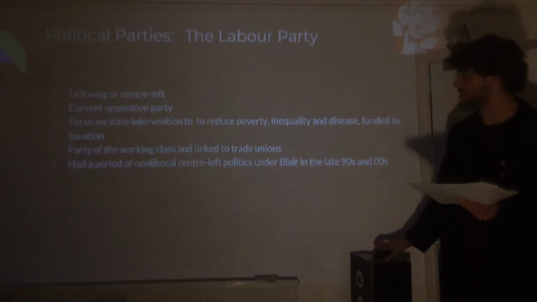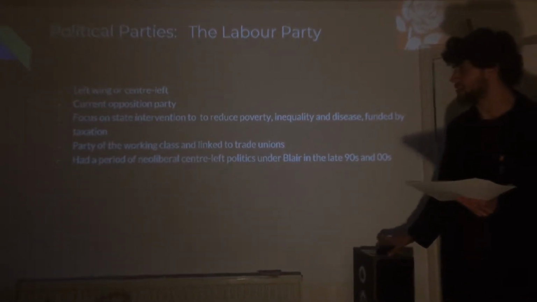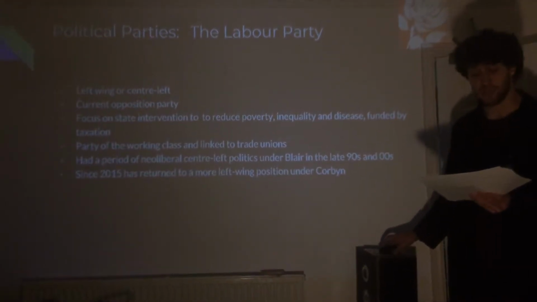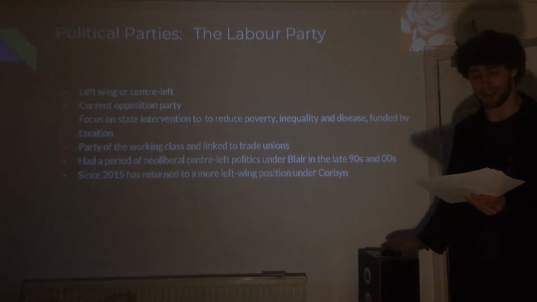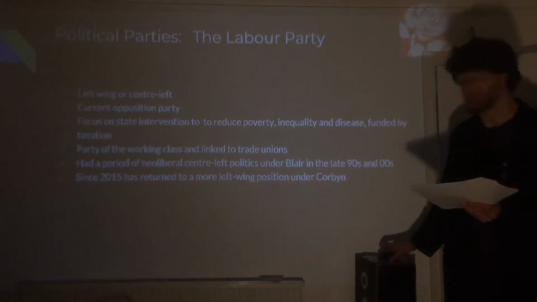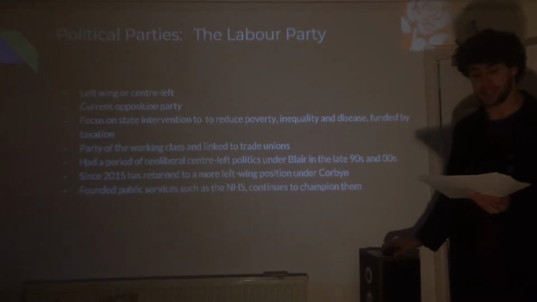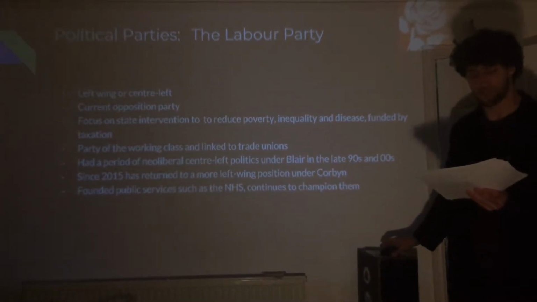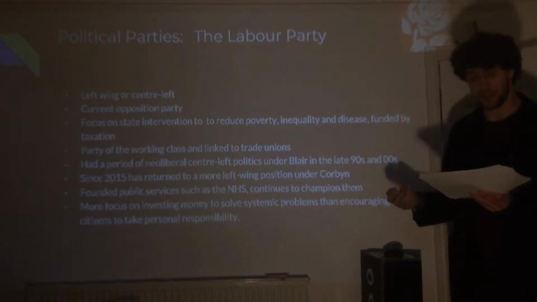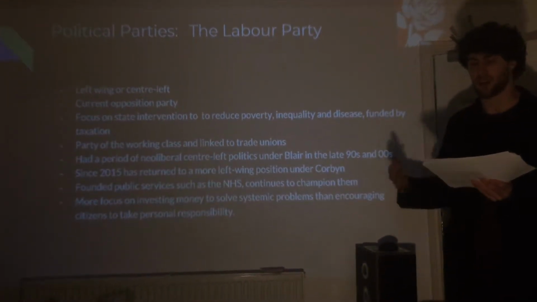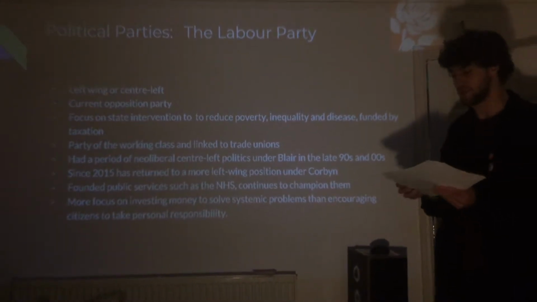And during the 90s and the noughties, they moved slightly to the centre under Tony Blair. Since 2015, they have returned to their left-wing origins under Jeremy Corbyn. They founded public services such as the NHS, and they continue to champion these services. They have much more focus on investing money, obviously through taxation, to solve systemic problems, rather than encouraging citizens to take personal responsibility.